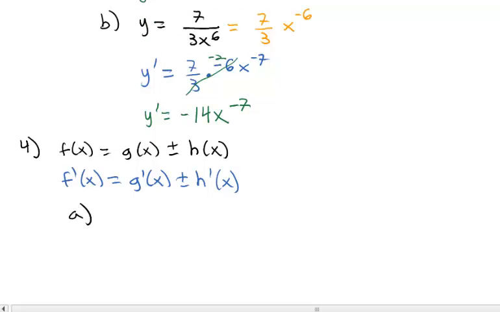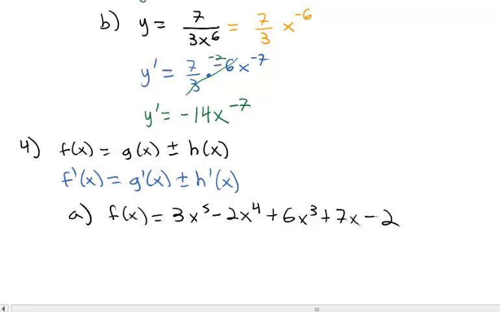So, for example, if f of x is equal to some long polynomial, maybe 3x to the fifth minus 2x to the fourth plus 6x cubed plus 7x minus 2, we can take the derivative of this entire thing by just taking the derivatives of the pieces that are added together. Let's do another notation. We've already done f prime. Let's do the notation d sub x of f of x.